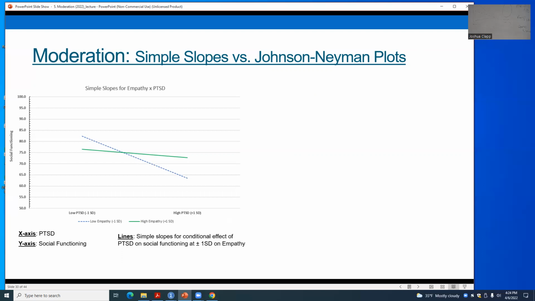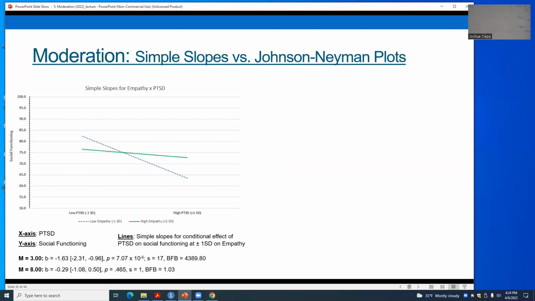these data, which would suggest that we don't have evidence for an effect for individuals at high levels of empathy, but at low levels of empathy, we get a negative effect, right? The problem with this is we're like, well, what's happening in between? Like at what point, how much empathy do I need to have before we start seeing an effect of PTSD on functioning, right? And here we've got our simple slopes, right?